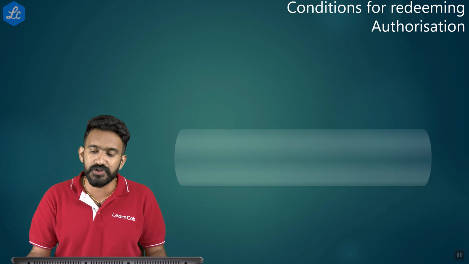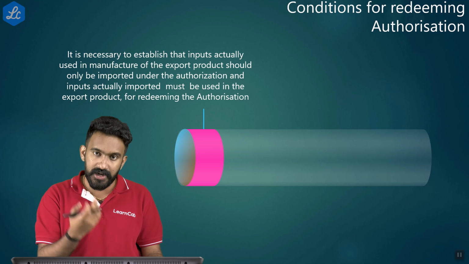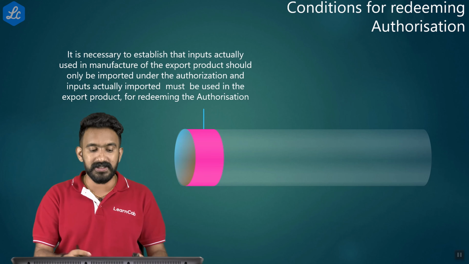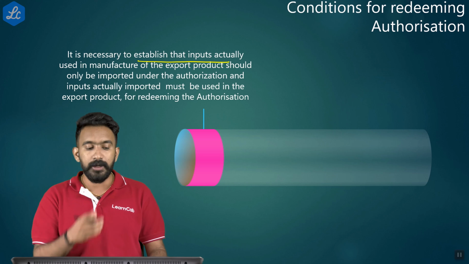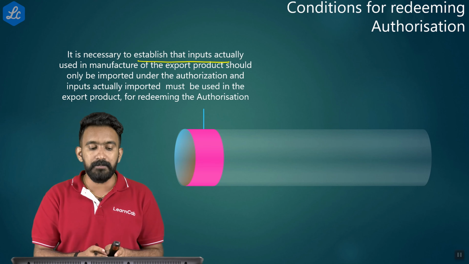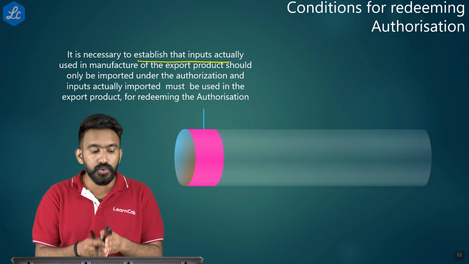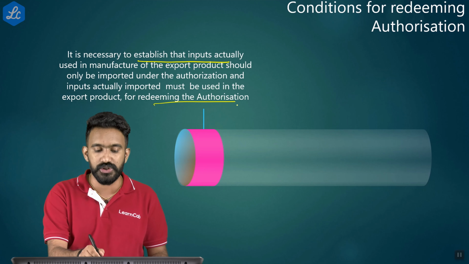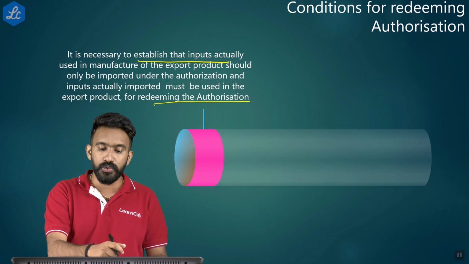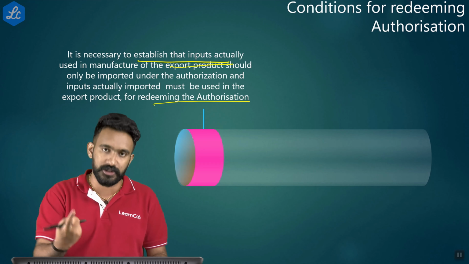Now, what are the conditions for redeeming authorization? Very important. Let's look at how I redeem this authorization. If I want to redeem the authorization, it is very necessary to establish that inputs actually used in the manufacture of the export product should only be imported under the authorization, and inputs actually imported must be used in the export product for redeeming authorization. So the products that are going to be used in the export product are the only ones that should be imported, and they should be actually used in that export product.